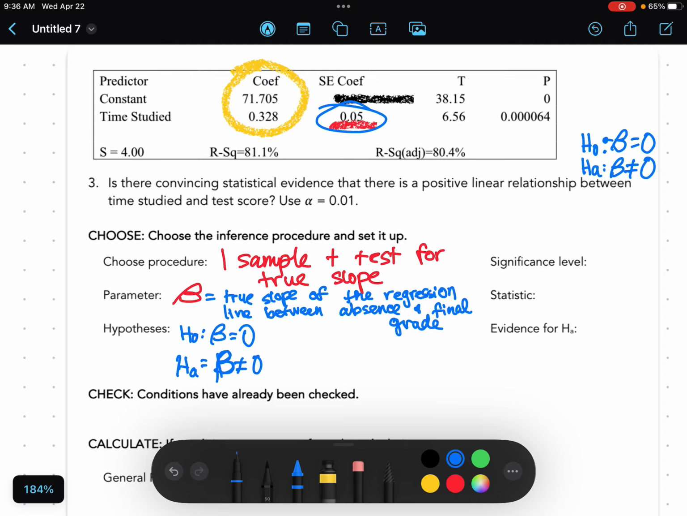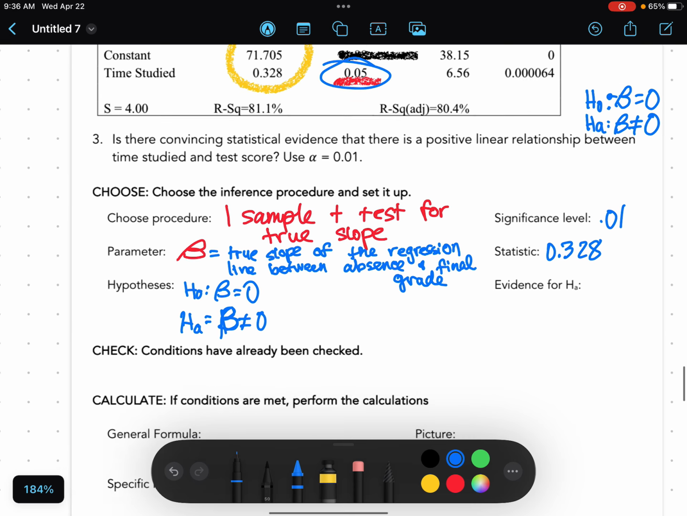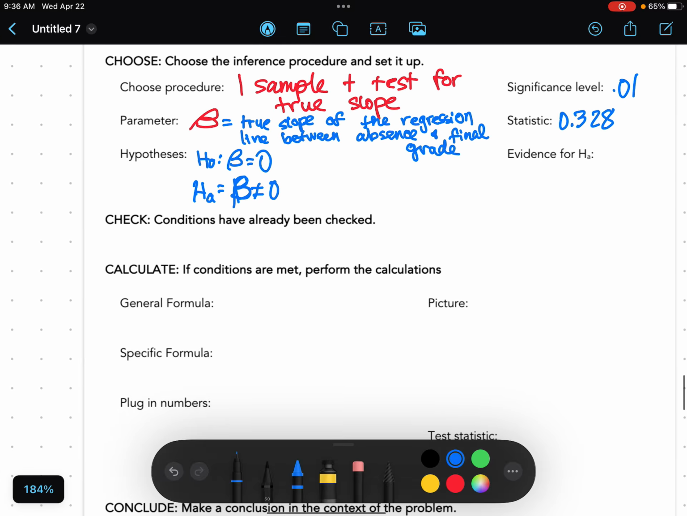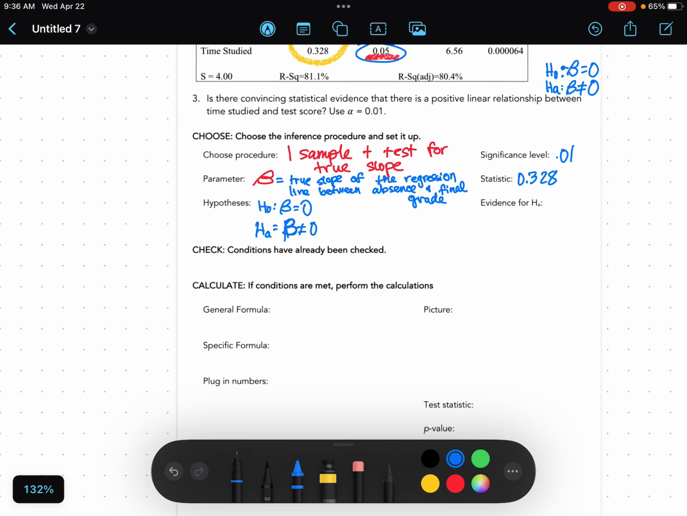Okay, so our significance level is 0.01, and our statistic is 0.328, and this is positive, so we have some evidence that there is a positive linear relationship. But do we have significant evidence? It's a good question. We checked conditions on the last page if you did the whole thing, so we're going to ignore that.